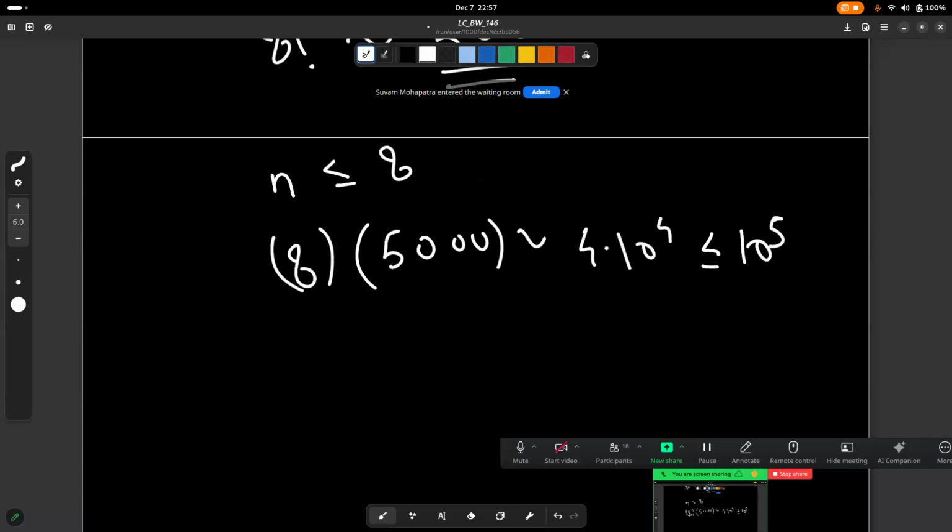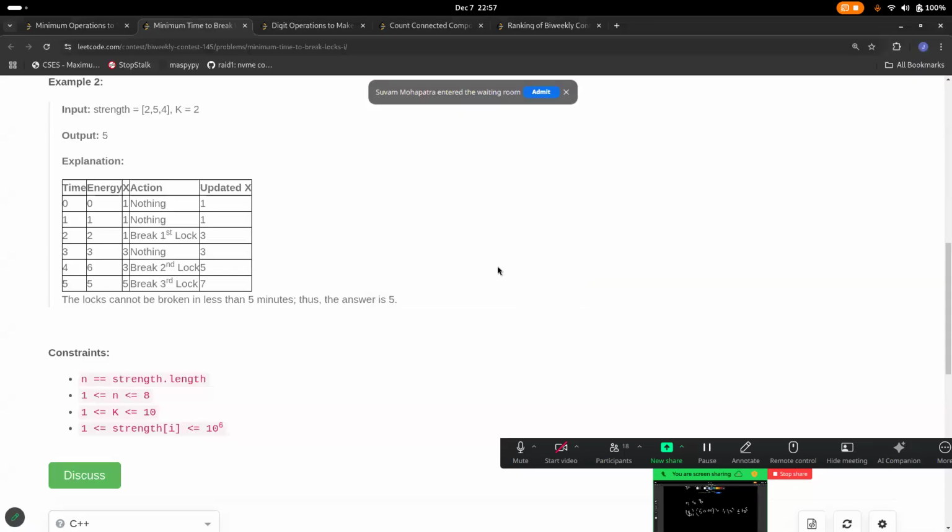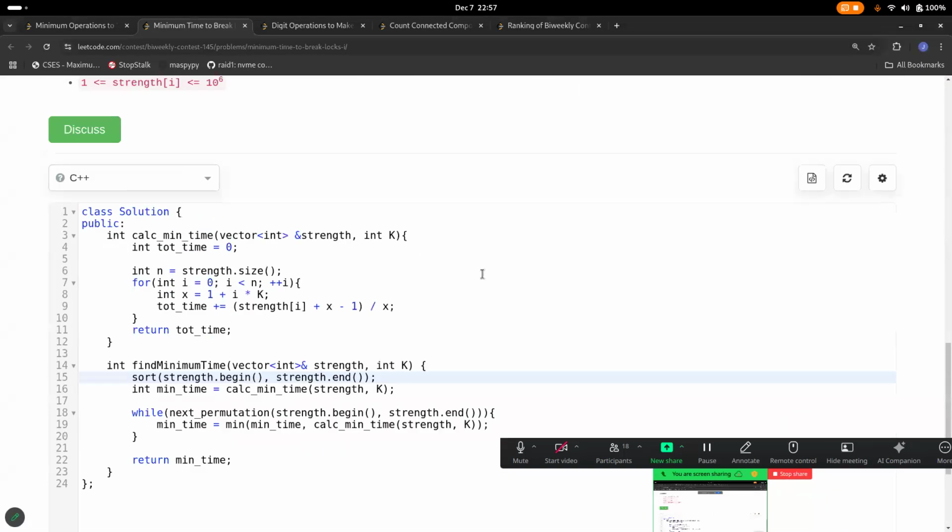So if I just were to show you the code to clarify this, basically what we're doing over here is, first we sort our strength array. This is our initial permutation, the sorted array. Then we calculate the min time. And this calculate min time function is what we discussed up to this point.